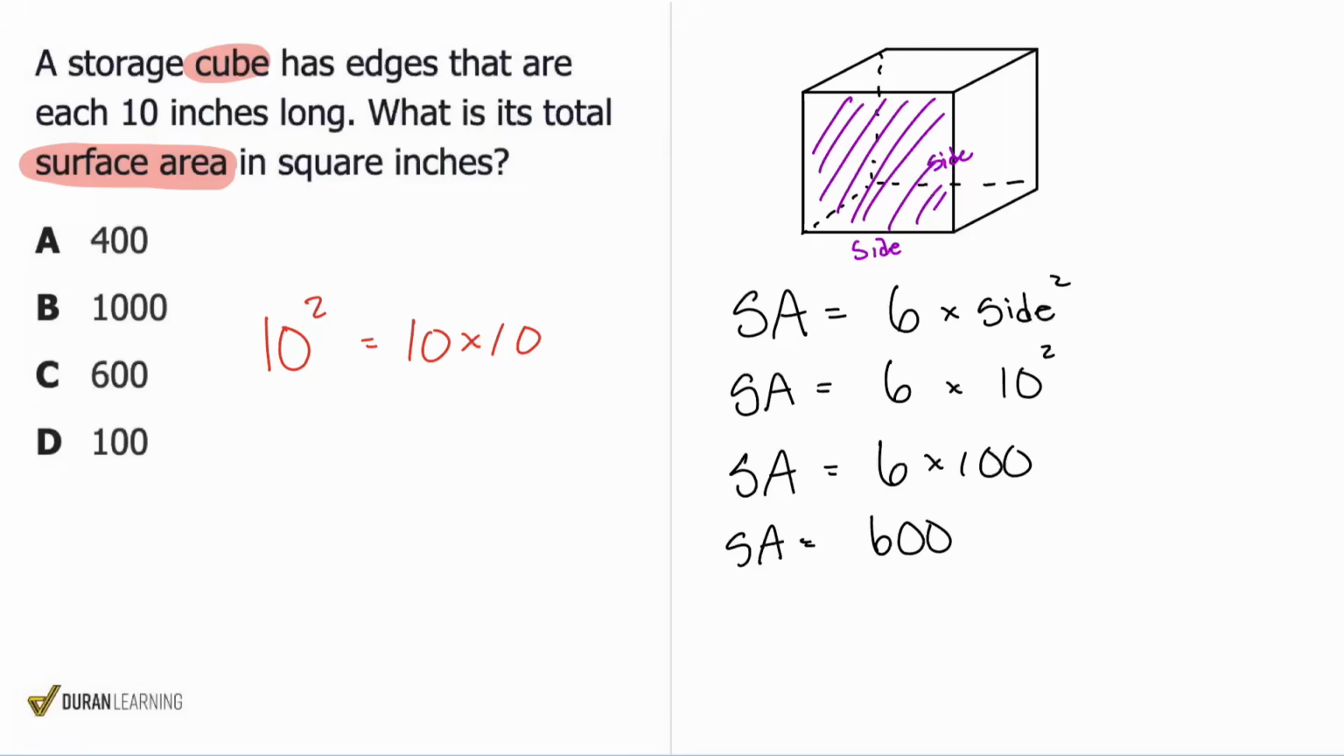So there we go. Our answer here is answer choice C. And I hope you understand that with a problem like this, what makes it difficult is just knowing your formula and knowing it under pressure. If you know your formula under pressure, this one is as simple as plugging in the 10 into your formula and calculating from there.